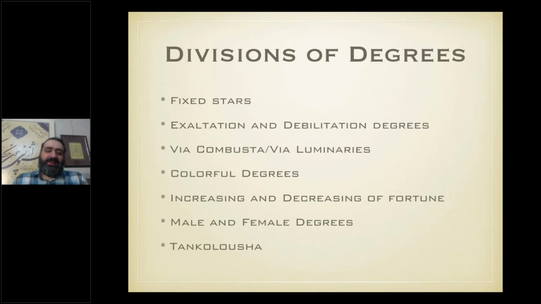And at the end, I'm talking about Tanglusha. Tanglusha is a very wonderful book. It is the only pictorial book of 360 degrees. We have a picture, a painting, for each and every degree of the zodiac, and I have some of them here for you.